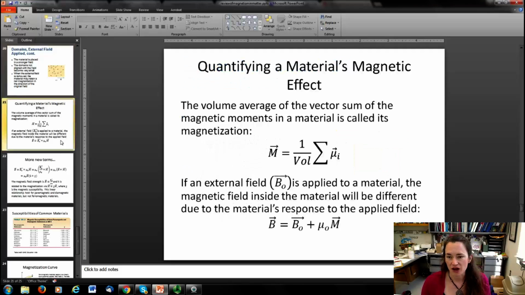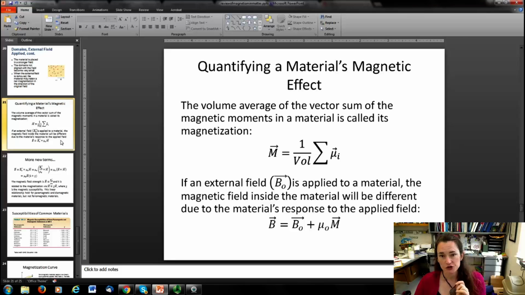Now, how do we quantify all these different types of magnetism and what they do in magnetic fields quantitatively? Well, here we go, all right? The volume average of the vector sum of the magnetic moments in a material is called its magnetization. So the magnetization is equal to 1 over the volume times the sum of all the little magnetic moments from all the atoms, all right?